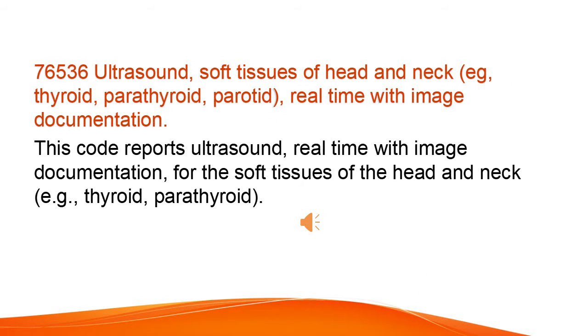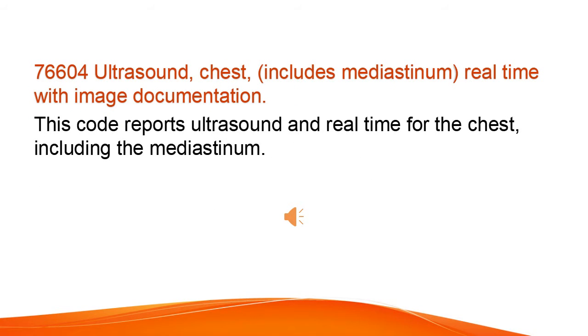Ultrasound, soft tissues of head and neck, e.g., thyroid, parathyroid, parotid, real-time with image documentation. This code reports ultrasound, real-time with image documentation, for the soft tissues of the head and neck, e.g., thyroid, parathyroid. Ultrasound, chest, includes mediastinum, real-time with image documentation. This code reports ultrasound in real-time for the chest, including the mediastinum.